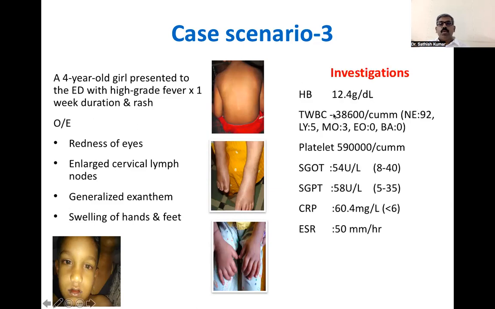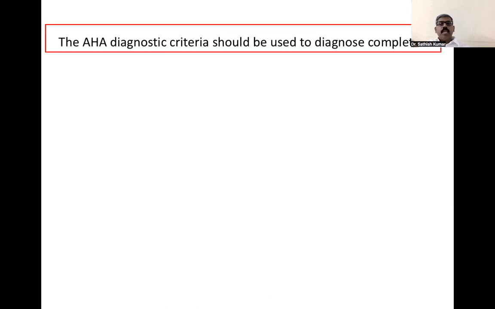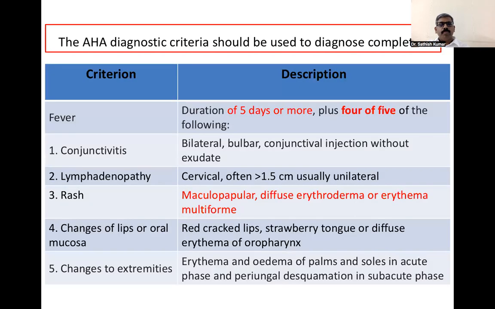Her investigations showed leukocytosis with thrombocytosis, mildly raised liver enzymes, and very high inflammatory markers. So the diagnosis is Kawasaki disease. The Kawasaki disease criteria is a diagnostic criteria in childhood primary vasculitis. All the others are classification criteria. As you all know, diagnostic criteria is for diagnosis, classification criteria is mainly for research purposes.